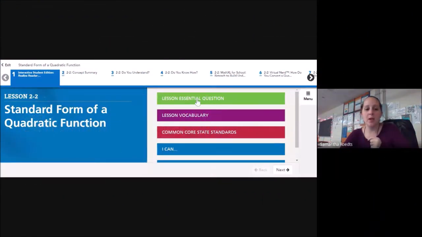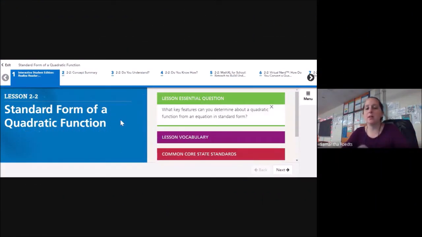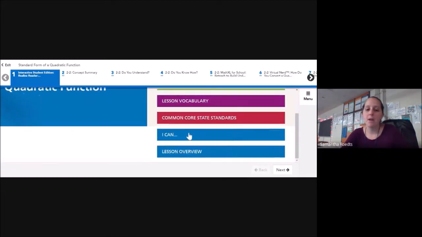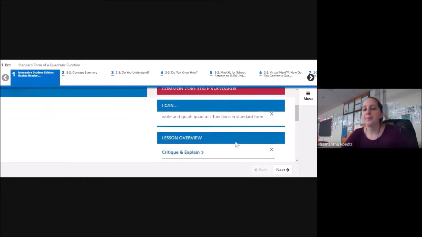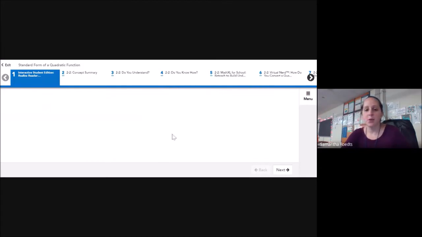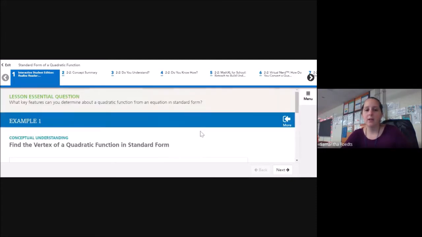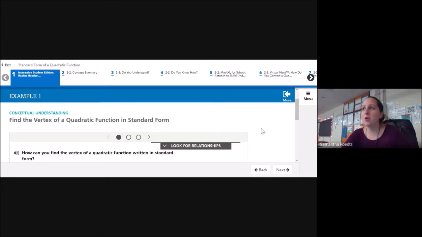All right, so standard form of a quadratic function. The essential question for this lesson is: what key features can you determine about a quadratic function from an equation in standard form? At the end of this lesson, you can write and graph quadratic functions in standard form. So yes, there is some graphing, not as much as we did in Unit 1, but there is still quite a bit of graphing involved. Most of it, though, you don't necessarily have to graph the function. Helpful, but not necessary.